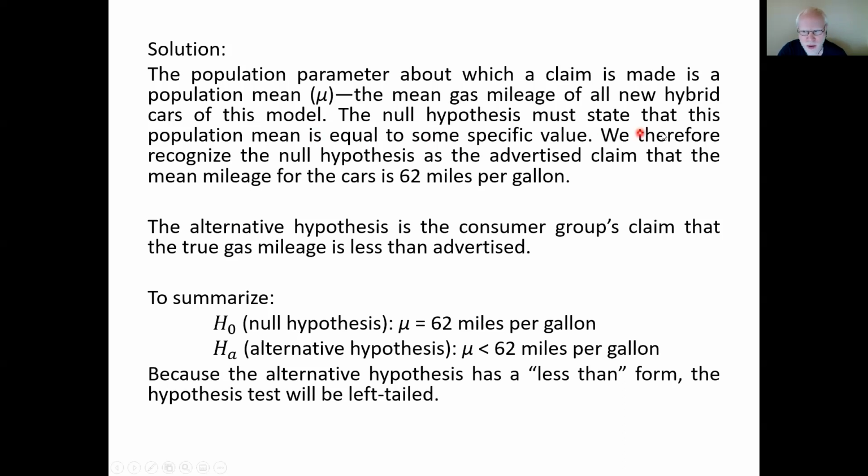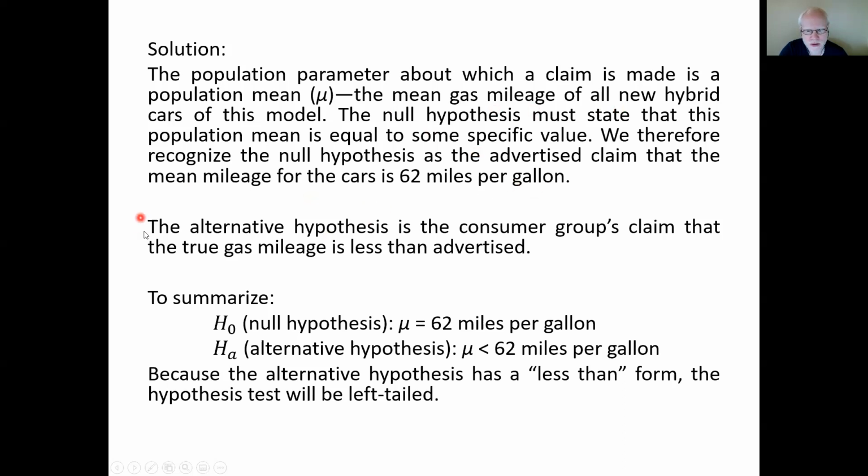The null hypothesis must state that this population mean is equal to some specified value. We therefore recognize the null hypothesis as the advertised claim that the mean mileage for this car is 62 miles per gallon, right? So our starting point is that everything's as it seems. Because someone's making a claim that it's different from what's advertised. So our starting point, our null hypothesis, is that nothing's different. And if nothing's different, then the mean gas mileage of the hybrid cars is 62 miles per gallon.